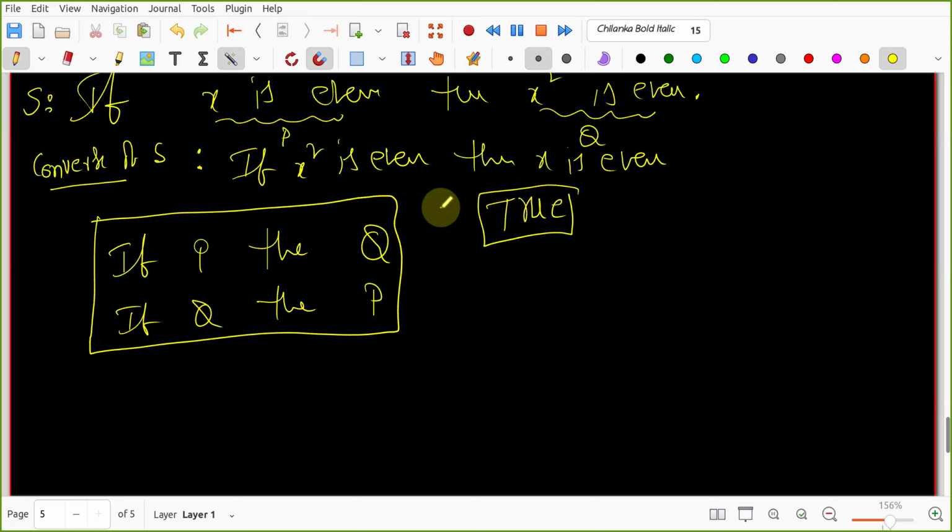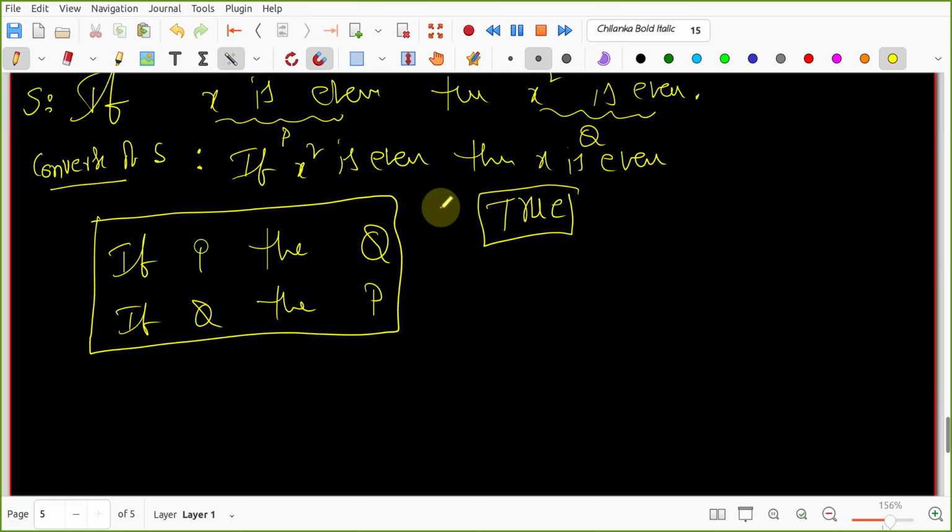Harshita, forget about this, assume this is my new statement. If this is true, something else is true. What is that? Sujit says: if x square is odd, then x is odd. Yeah, please go ahead, you are saying if x square is odd, then x is odd.